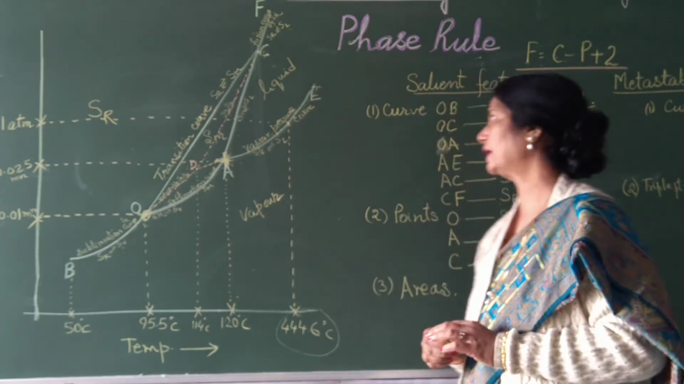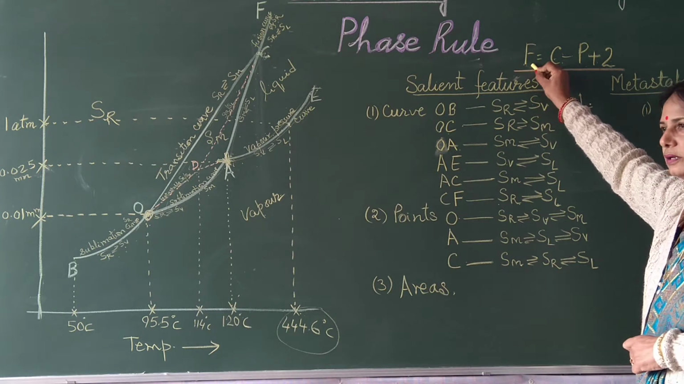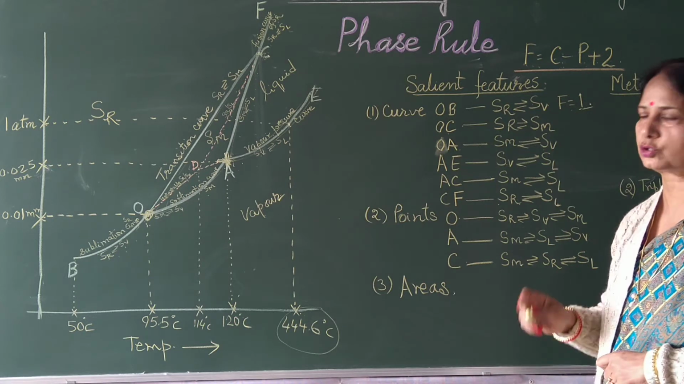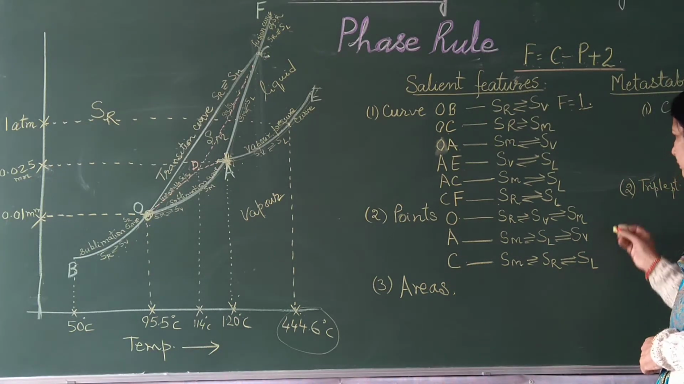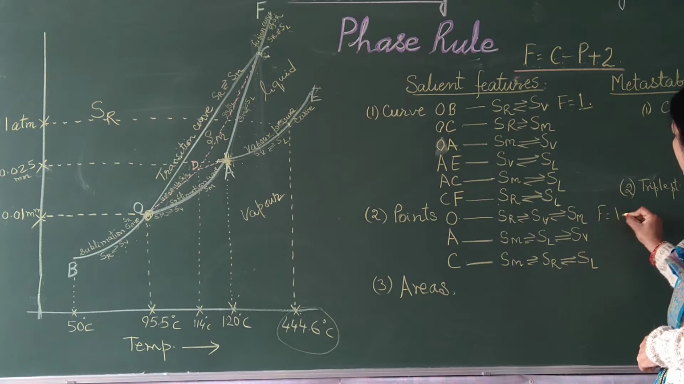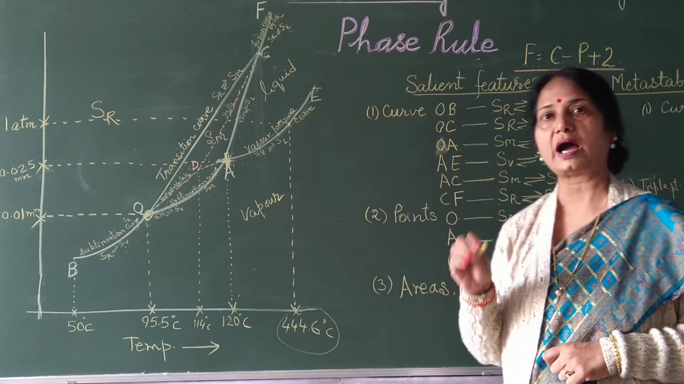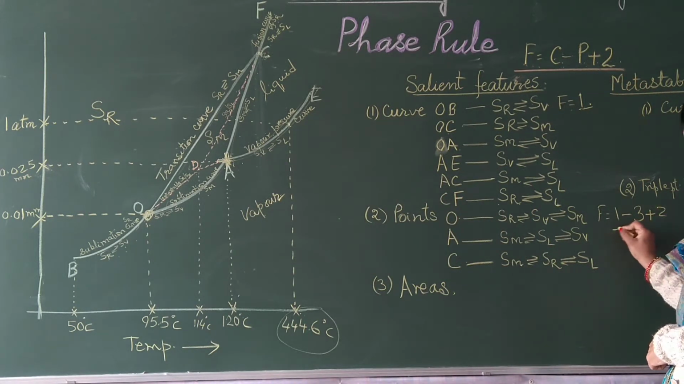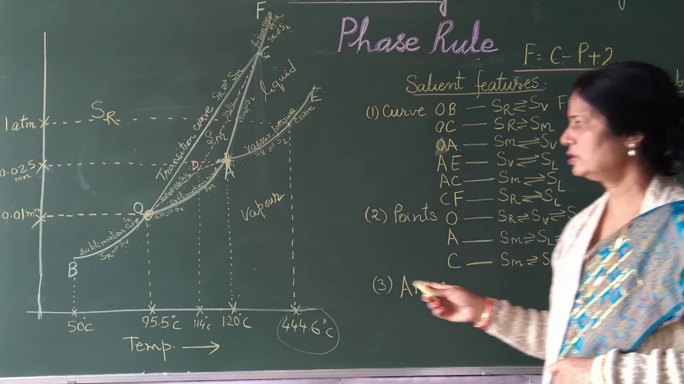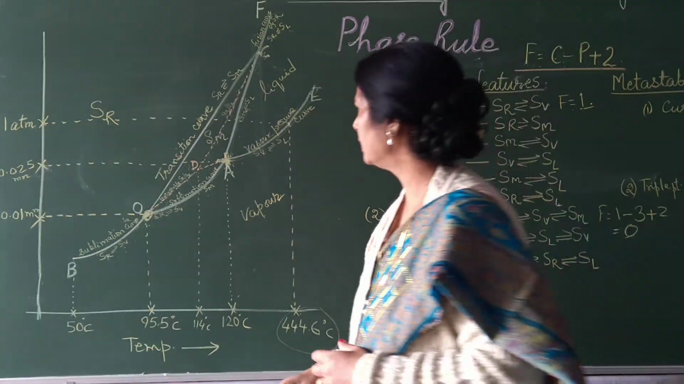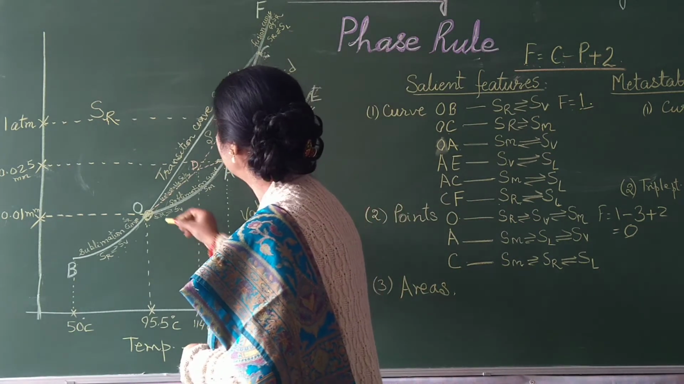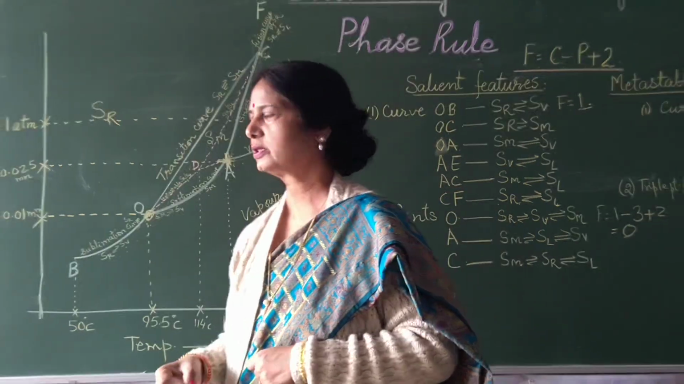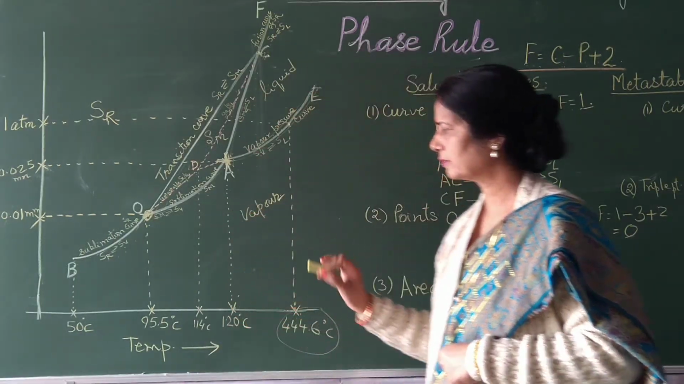So when we calculate the degree of freedom from this equation, F is equal to C minus P plus 2. Here the number of components is 1, we have seen, so F will be equal to 1 minus the number of phases in equilibrium, which is 3, so minus 3 and plus 2. That comes out to be 0. So at the triple point, the degree of freedom is 0 and it is a fixed point. We don't have to fix either the temperature or the pressure. Both variables are fixed.